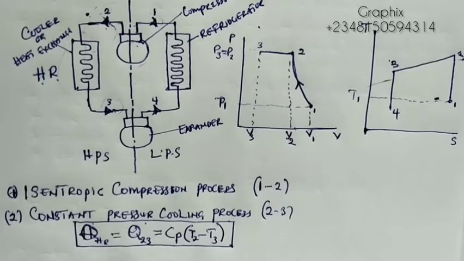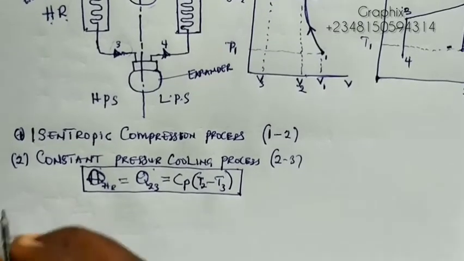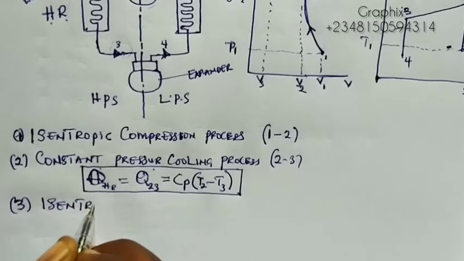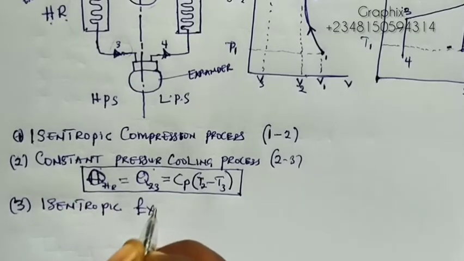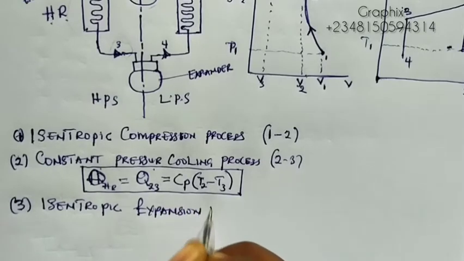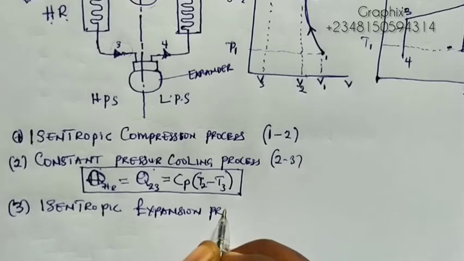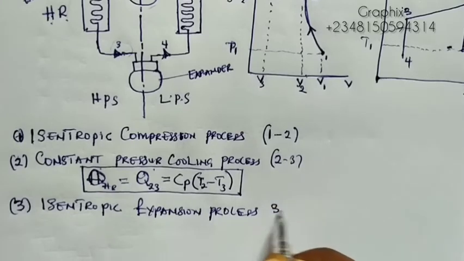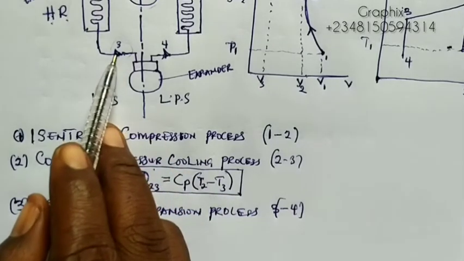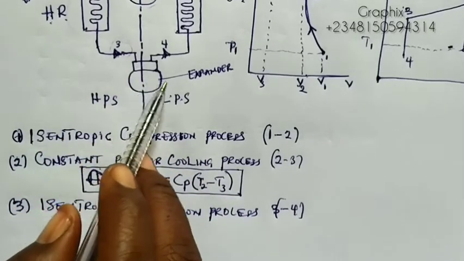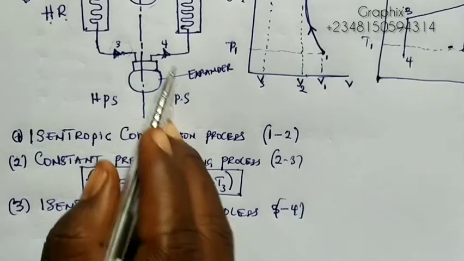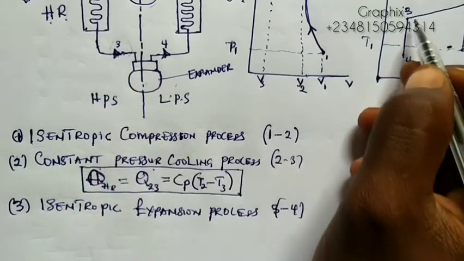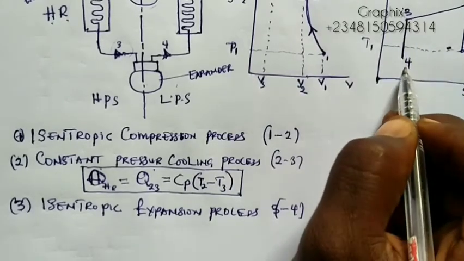Now we'll move forward. The next thing we're talking about is the isentropic expansion process, which is also called the reversible adiabatic expansion process. It occurs between state 3 and state 4. The liquid at state 3 enters the expander, where it is expanded isentropically. At the expander, the temperature of the refrigerant is further reduced to state 4.